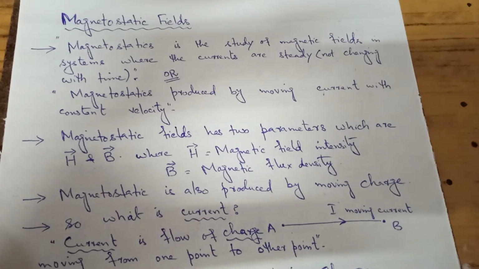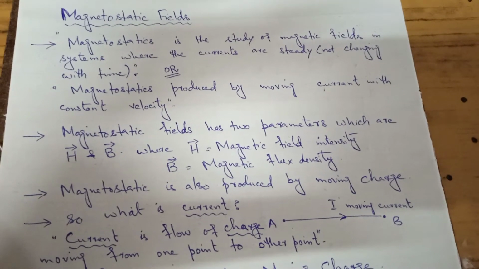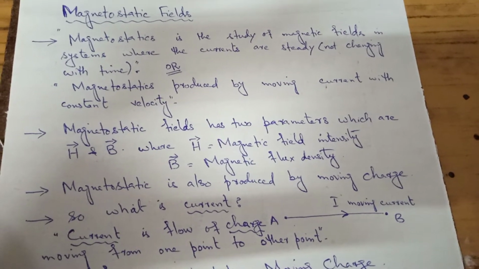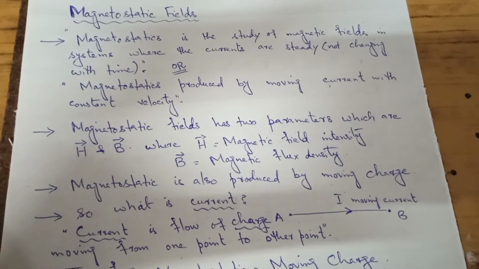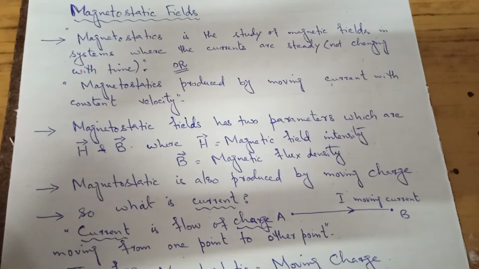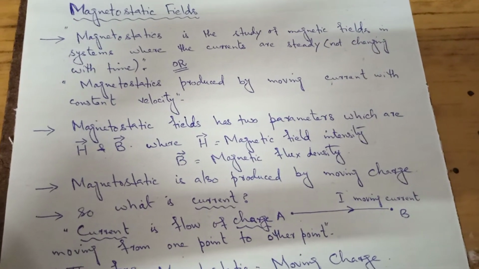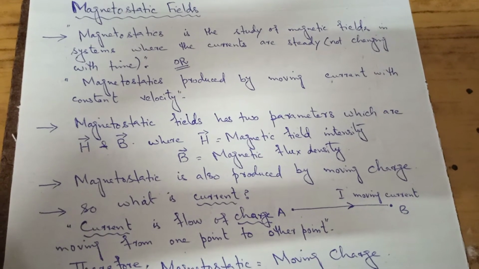Magnetostatic, as the name indicates, is due to magnetism. Magnetostatics is the study of magnetic fields in systems where the currents are steady, not changing with time. It means due to continuous velocity. Magnetostatic field is produced by moving current with constant velocity.